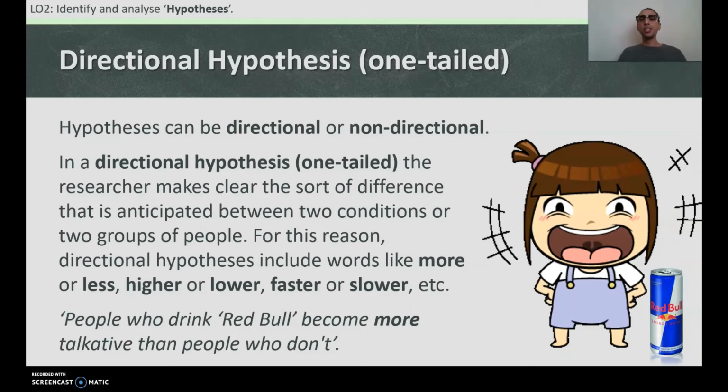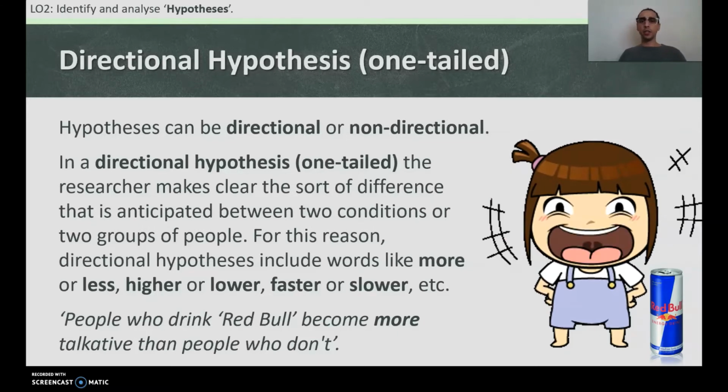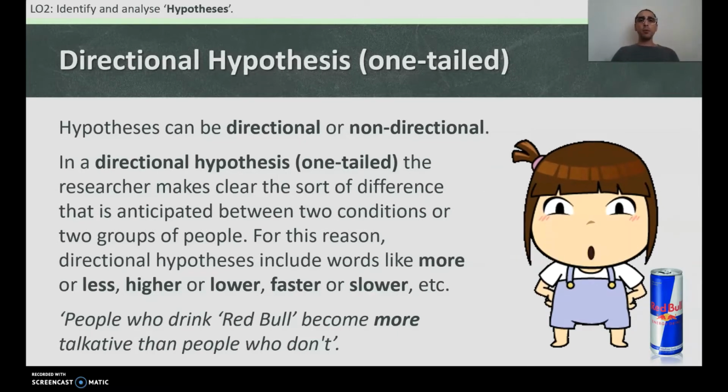For this reason, directional hypotheses include words like more or less, higher or lower, faster or slower, etc. So to use the example we've got here, with the Red Bull, you could say people who drink Red Bull become more talkative than people who don't.